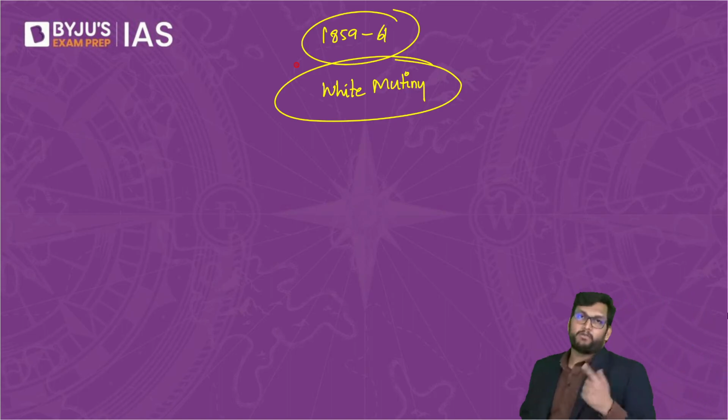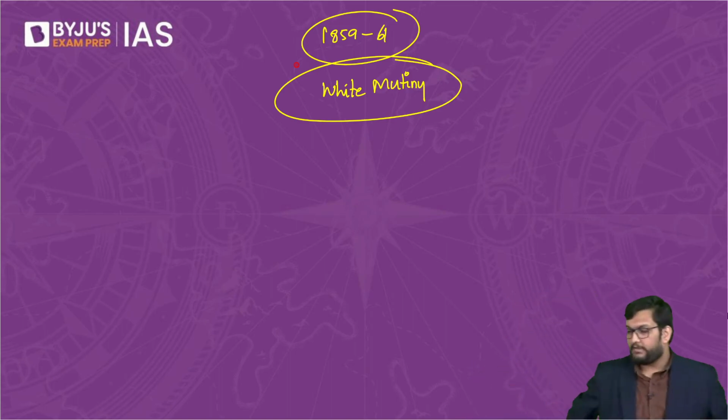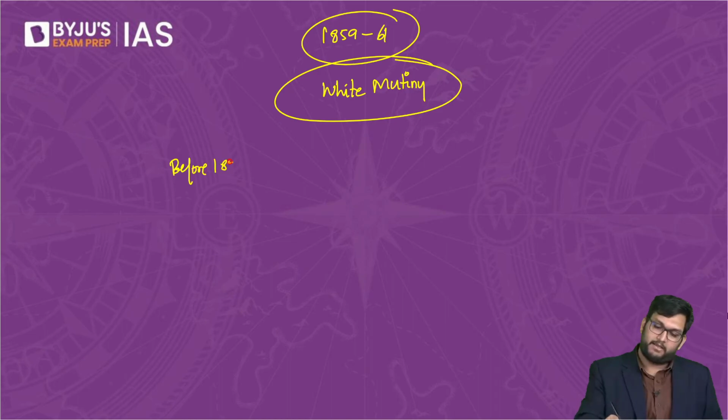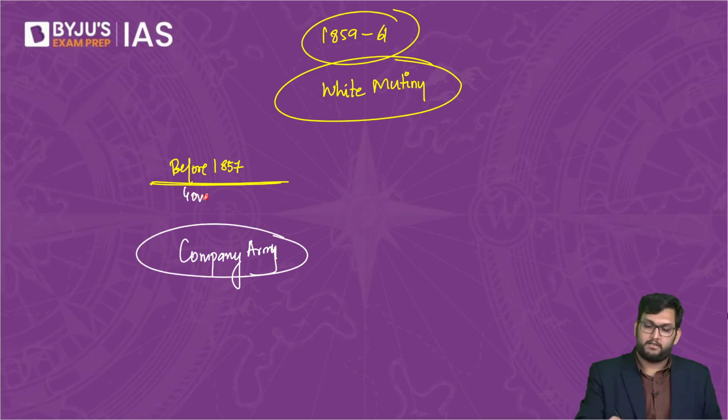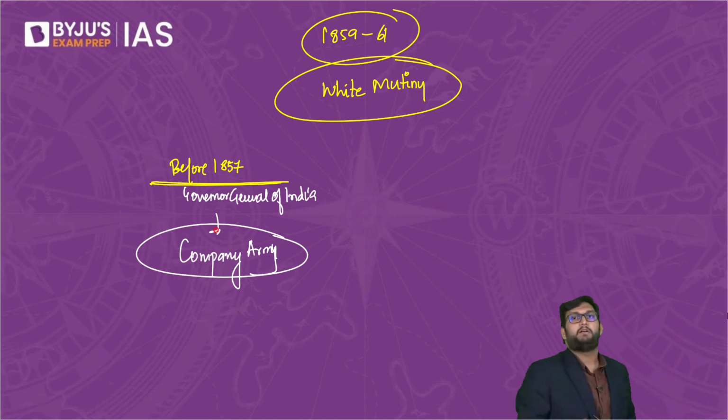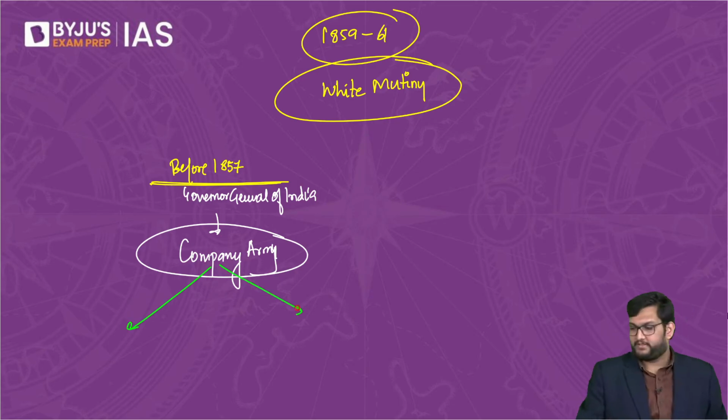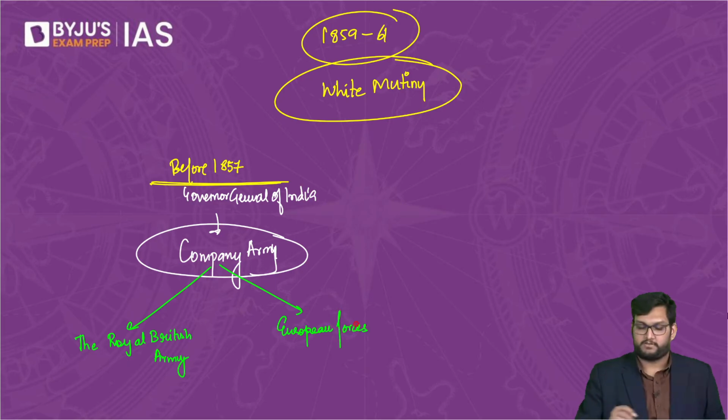Now, what is the White Mutiny? Standalone event, interesting event. Now, before 1857, the company army, one of you asked me this question also, I am now telling you, the company army, which is under the control of the Governor General of India, had the following structure. It had two components. One, the Royal British Indian Army, and one was called European Forces. The Royal British Indian Army and European Forces.